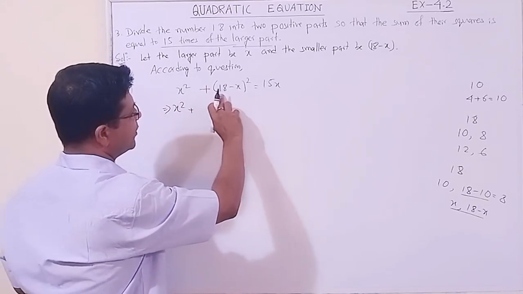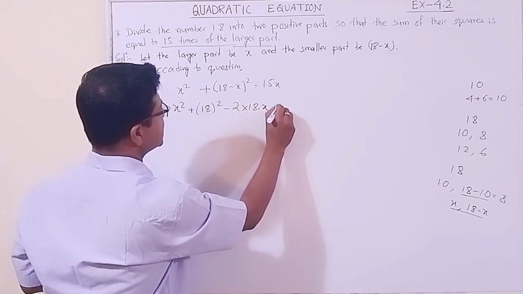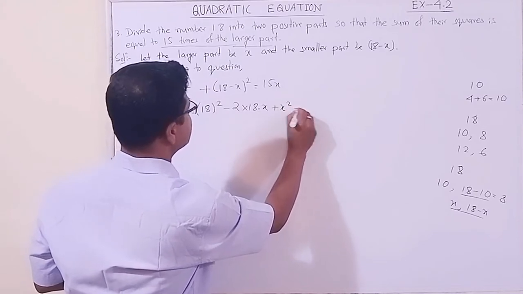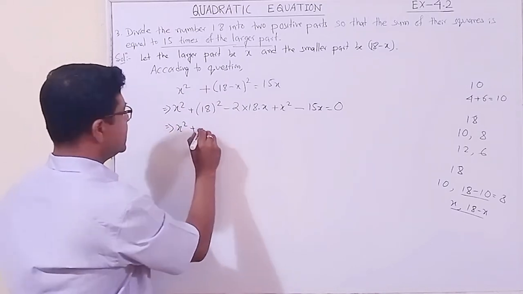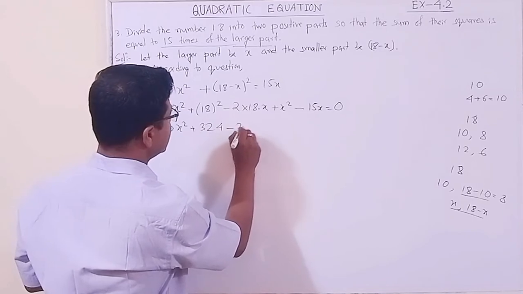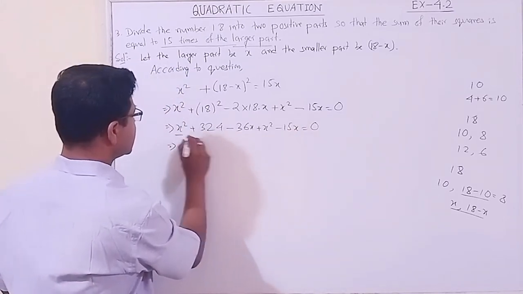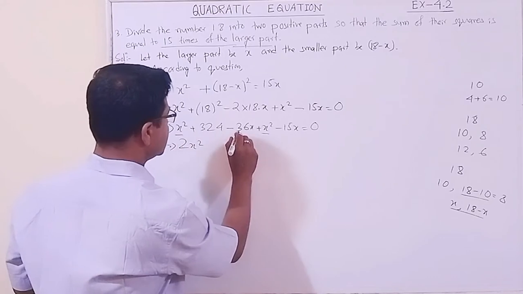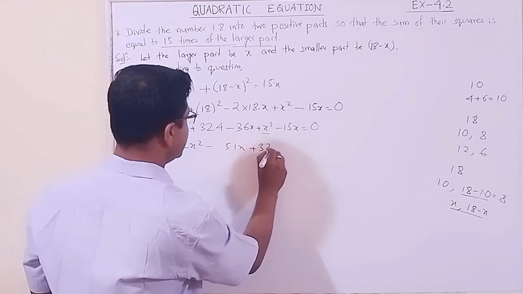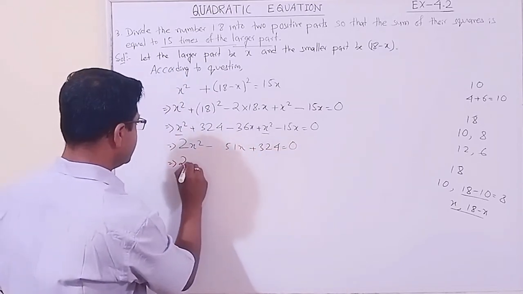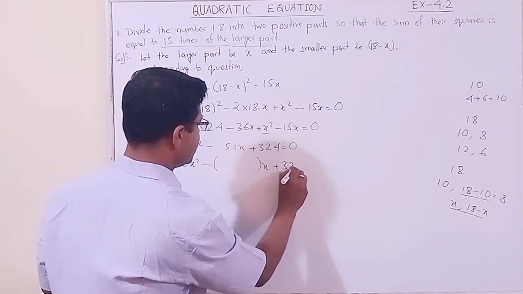We will expand with the formula a minus b whole square equals a square minus twice a into b plus b square. Let us bring this 15x here. x square plus 18 square is 324, minus 36x, plus x square, minus 15x. Now let us arrange: 2x square minus 51x plus 324 is equal to 0. We'll factorize it by the middle term splitting.